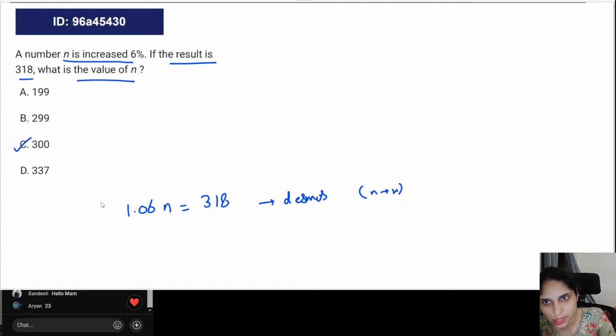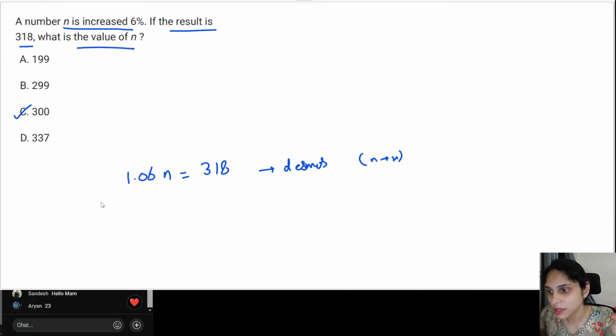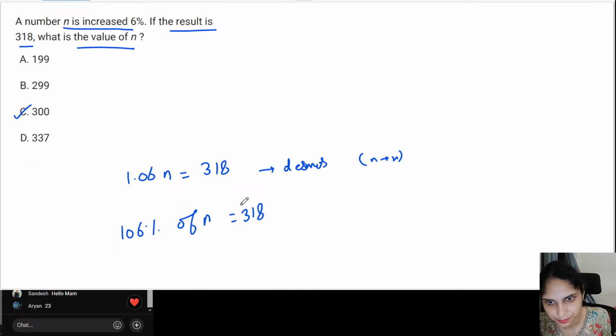Why is it 1.06n? Again, because you're increasing by 6%. 100 plus 6 is 106%. 106% will become 1.06. Or you could have also written 106% of n is equal to 318. All right. Because when it is normal, it is 100%. That's why we are always adding it to 100%.